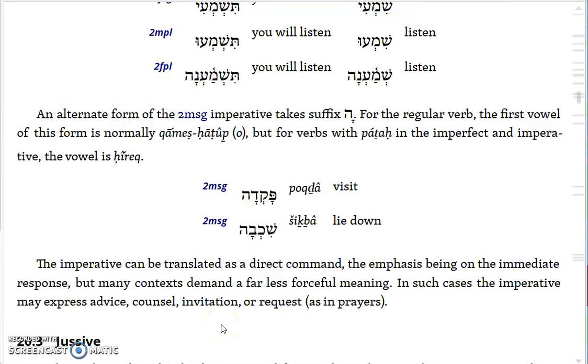Generally, you would translate the imperative as a direct command, emphasis being on immediate response, though some contexts demand a less forceful meaning. For example, when you give a command to God, it's expressing more of a request, as in a prayer, than it is giving God commands as if you can tell God what to do.